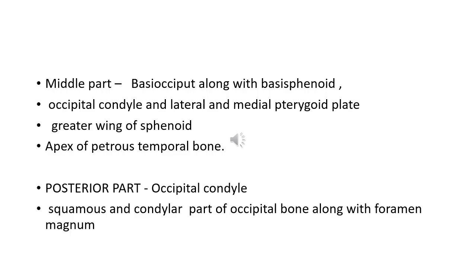Now we come to the middle part of the norma basalis, or that we also know as skull base. So middle part is formed by the basi occiput along with basi sphenoid. Also there is greater wing of sphenoid and contribution by the apex of petrous temporal bone along with the occipital condyle and pterygoid plates. Now next is the posterior part. So posterior part is majorly formed by the occipital condyles along with the squamous and condylar part of the occipital bone with foramen magnum.